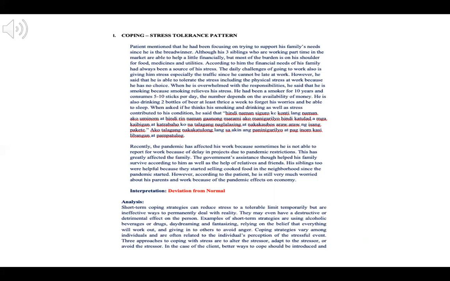Next is the coping stress tolerance pattern that basically describes how the client is managing stress, tolerating stress, and how is he coping. Especially if he experiences crisis, and also how does he manage, who is helping him, and were there any medications or drugs or alcohol that he is taking to relax, to cope with stress, and if there are big problems, how is he handling it? Okay.